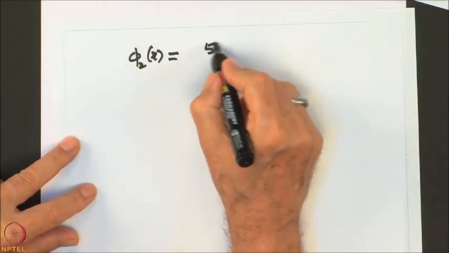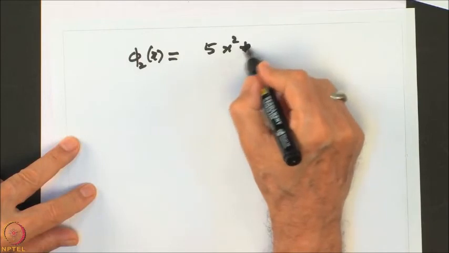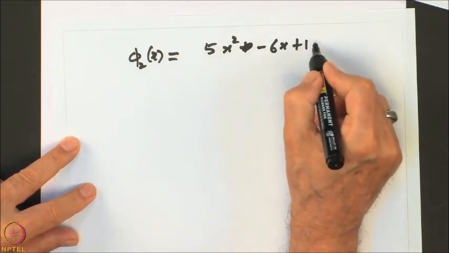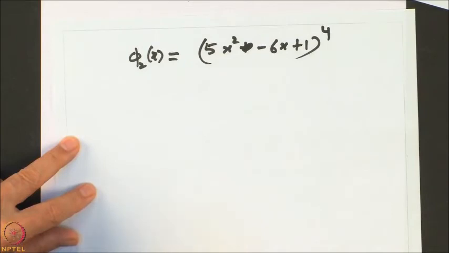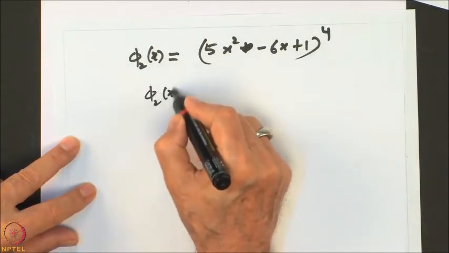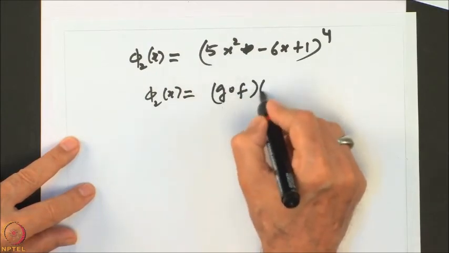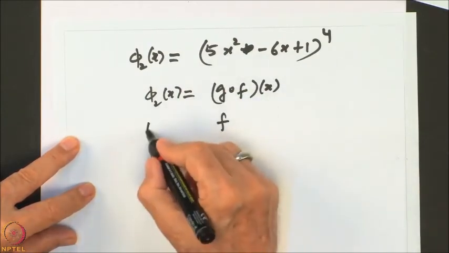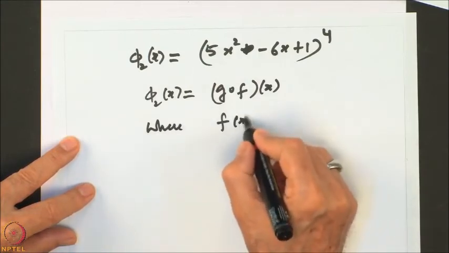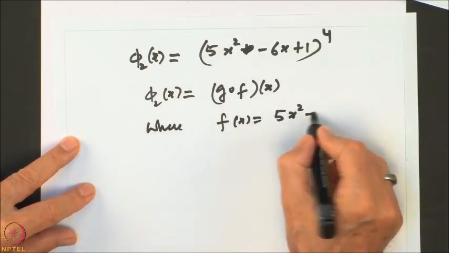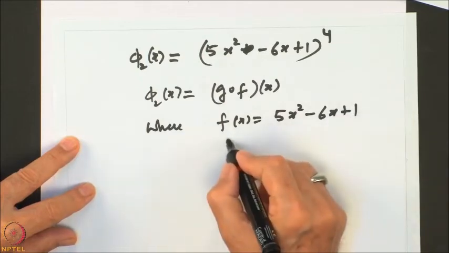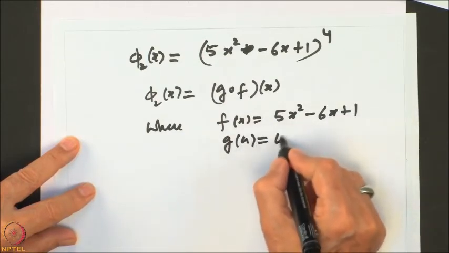Similarly, we can find out the derivative of phi 2. So what is phi 2 of x? That is equal to 5x square minus 6x plus 1 to the power 4. We can write phi 2 of x as g composite f of x, where f of x is equal to 5x square minus 6x plus 1, and g of u is equal to u to the power 4.